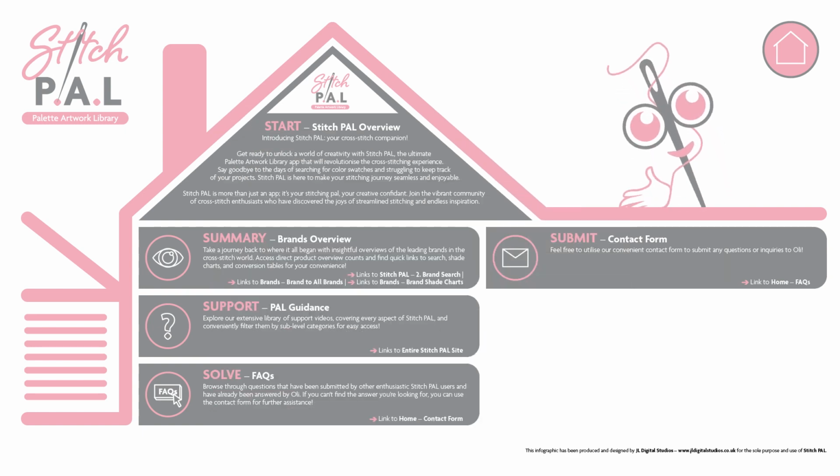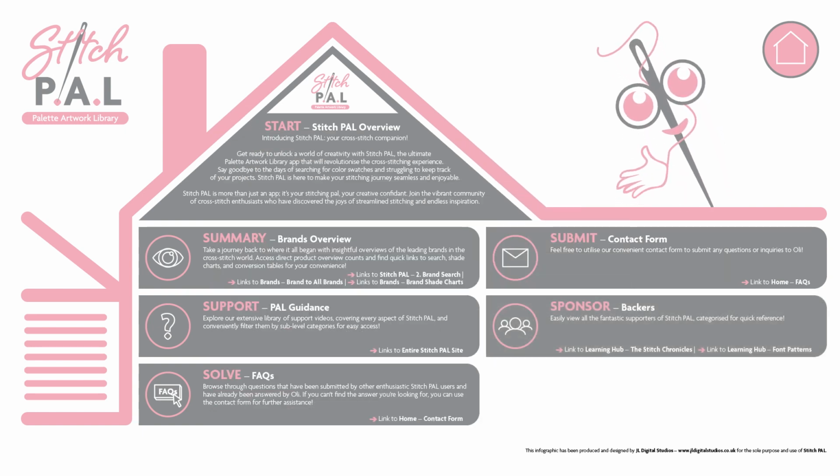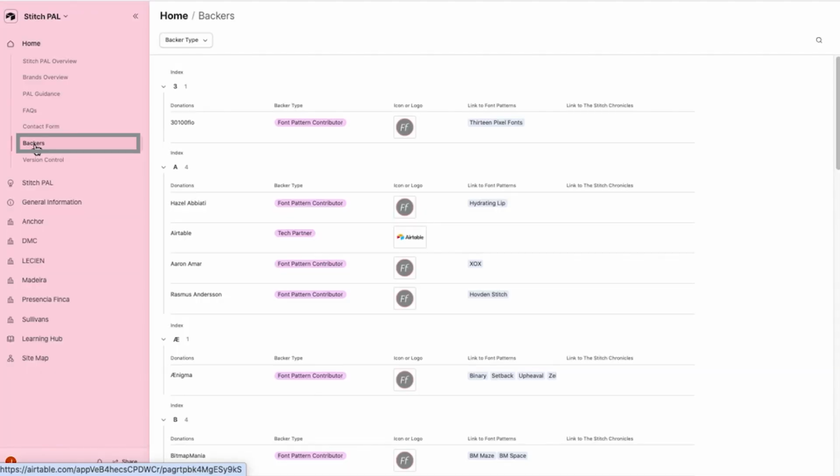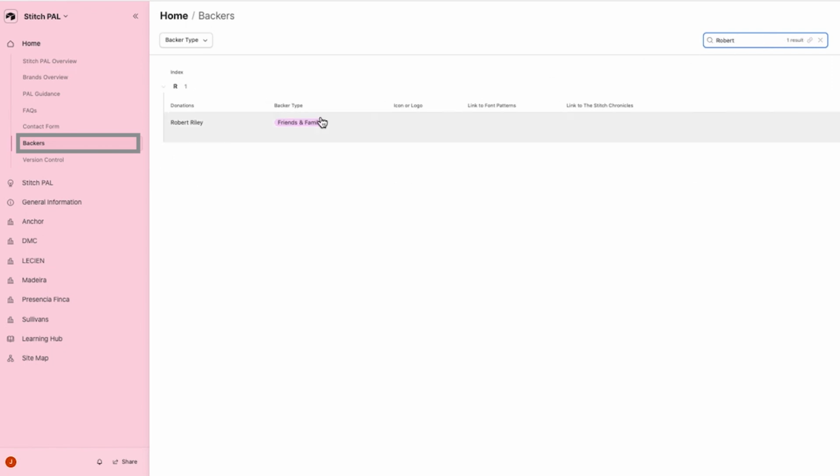Easily view all the fantastic supporters of StitchPal, categorised for quick reference. The handy StitchPal short name for backers is Sponsor. Backers can be found in the top level category Home, and then Backers as highlighted. Use the search box at the top right of the screen to find a particular backer. A backer is anyone who has contributed or supported the development of StitchPal.